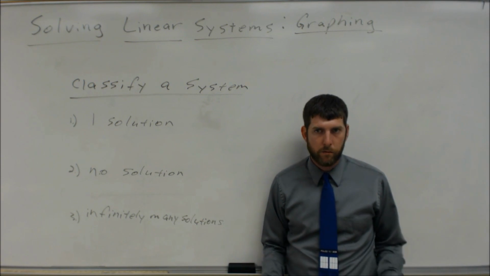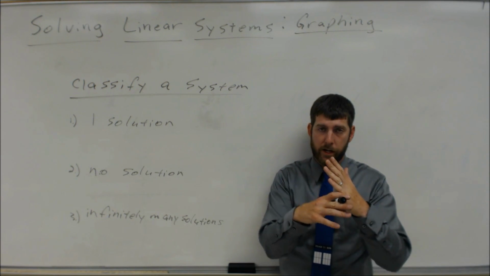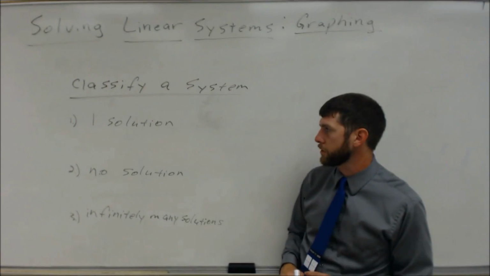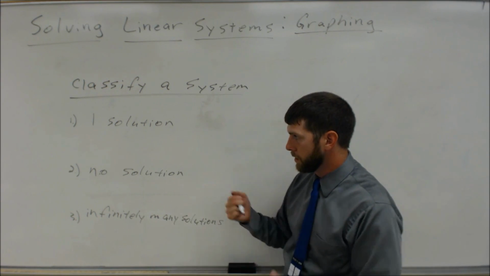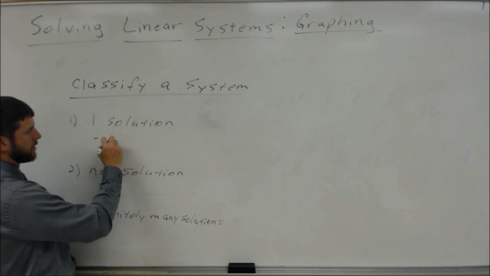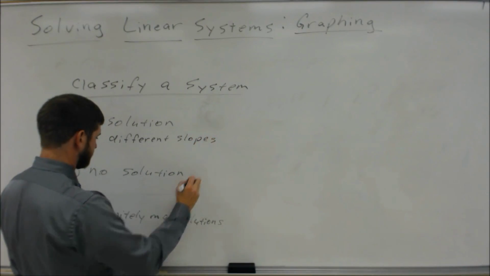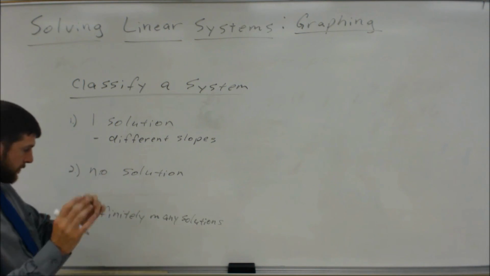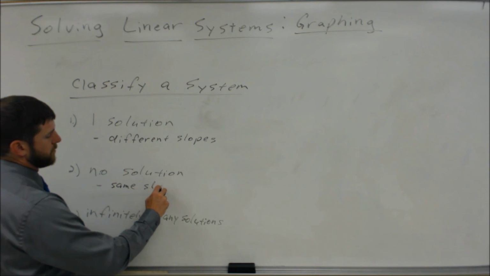Now, one solution we've been working with. Lines cross one time. Well, what causes a line to cross one time? Just being at a different angle. Because if they're at any different angle, they're going to cross at some point, even if it's out towards positive or negative infinity. So the angle of the lines is dictated by the slope. So one solution occurs when the lines have different slopes. No solutions occur when we have parallel lines. There's no times they will ever intersect. So that tells me they're going in the same direction. They have the same slope.